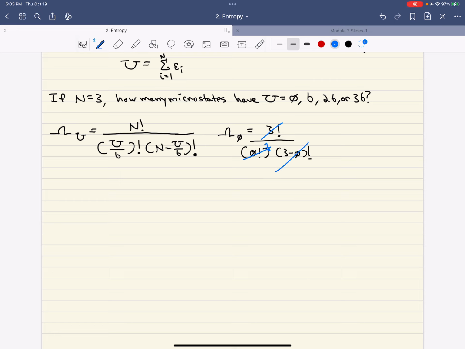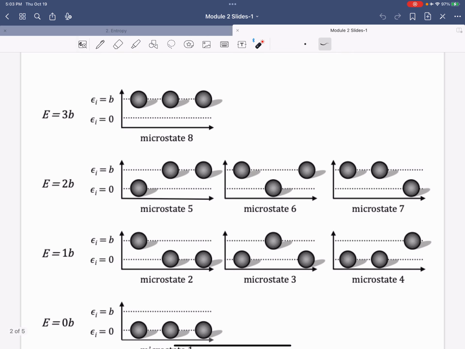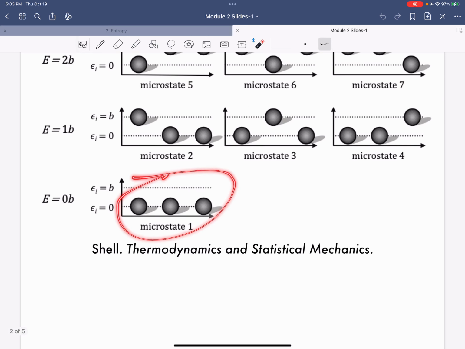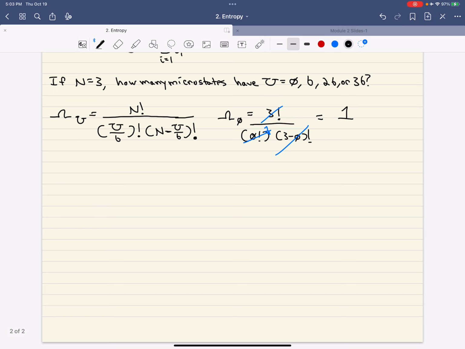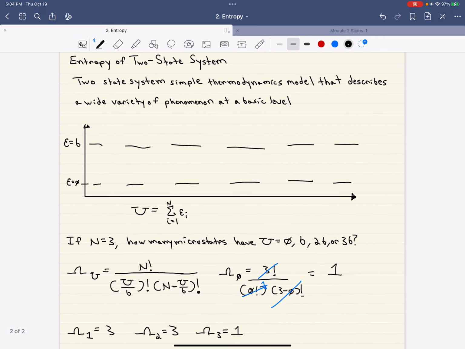As a result, these cancel. What we get is that the total number of microstates that could give us internal energy equal to 0 is just 1. This is what we calculate. If we think back to our picture here, we see that it's consistent. There is only 1 microstate that we could get. If you go through this calculation for the other internal energy possibilities, you would get numbers that match the picture. Okay? That's how we would estimate the number of microstates in the two-state system.